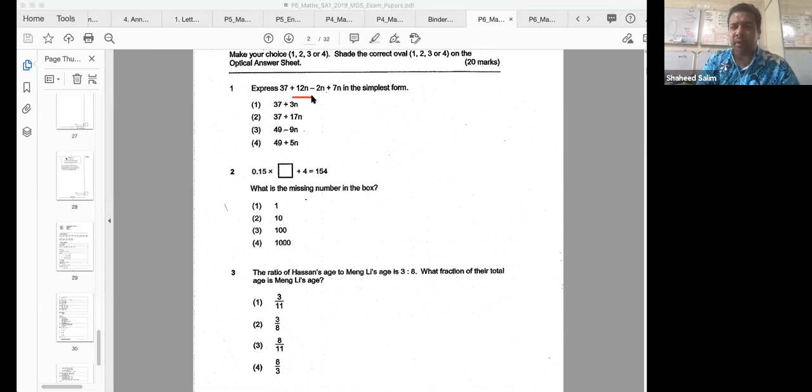Let's take the number with the n. 12n minus 2n is 10n. 10n plus 7n is 17n. There's only one 17n here. It's 17n plus 37. This is the first one. Is number 2. Next one now, we've got to see bigger.